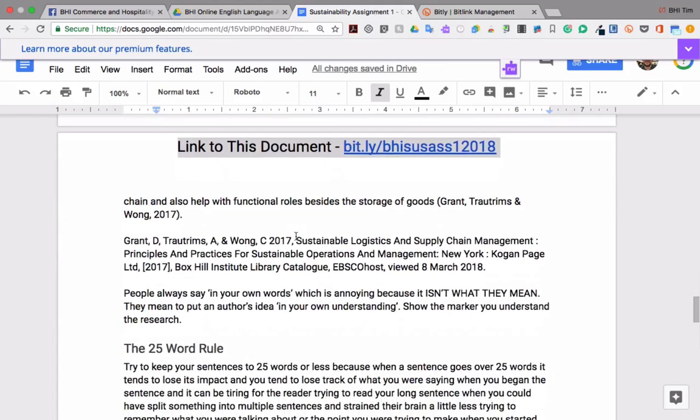Show the lecturer that you understand the research. Copying and pasting the research doesn't show that you understand it, and so therefore you get poor marks, and then you get accused of plagiarizing. So when you try and use your own words, you're actually trying to show your own understanding, and it can be in a lot more basic language. It doesn't have to be highly technical. It just has to communicate the idea that the paper is communicating and actually back up your argument.